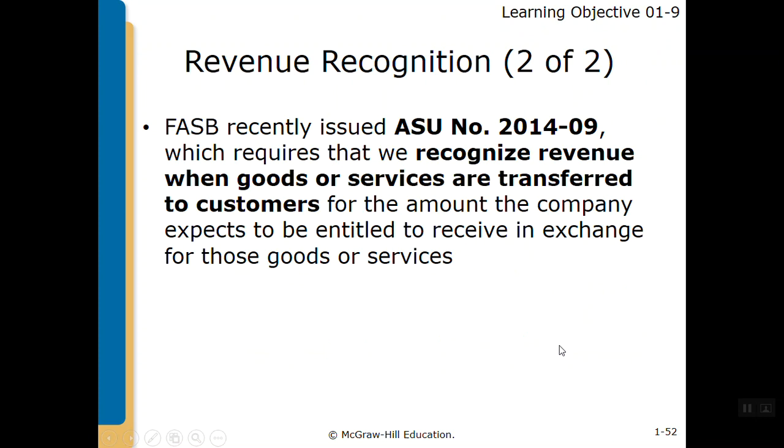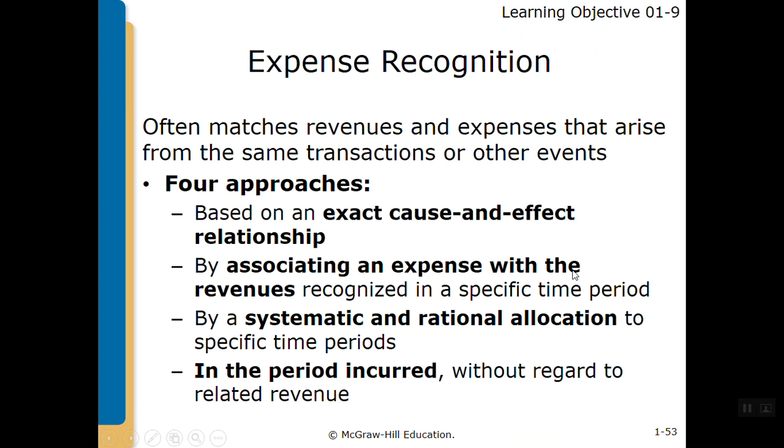And you had to be finished providing that good or service, or almost finished. So not too long ago, FASB issued ASU number 2014-09, and that changed those revenue recognition principles. Now we recognize revenue when goods or services are transferred to customers, for the amount of money the company expects to be entitled to receive. So there actually has to be a transference of good or service now, and previously there didn't have to be that. You can't say you sold something to somebody and then continue to house that in your warehouse. Under the previous rules, you actually could recognize revenue even if you hadn't delivered the items.